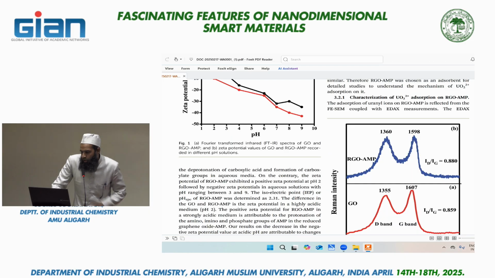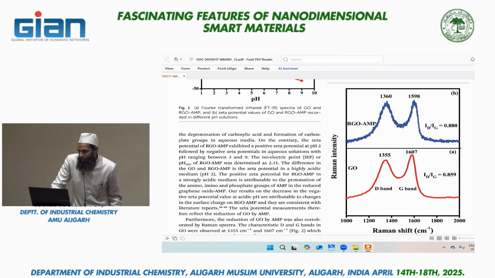Now come to this one. This is the Raman spectra of the GO and RGO. I think you can easily interpret this. You can see that in case of GO, the ID by IG ratio is 0.859, and in case of RGOMP, the ID by IG ratio must be increased or must be reduced? Must be increased.